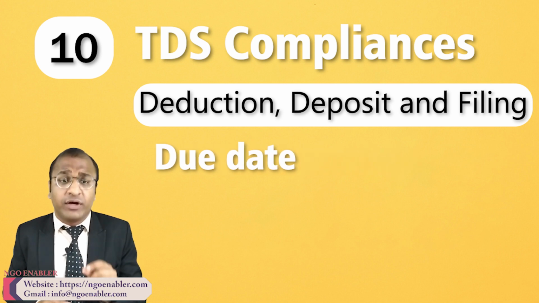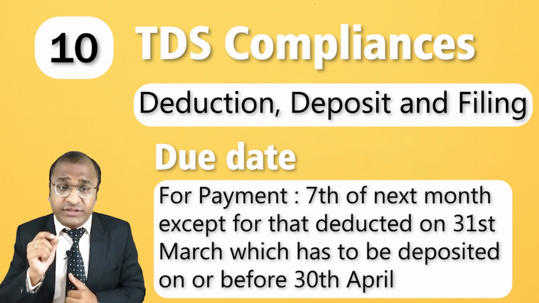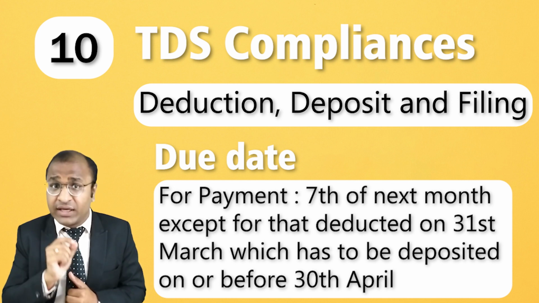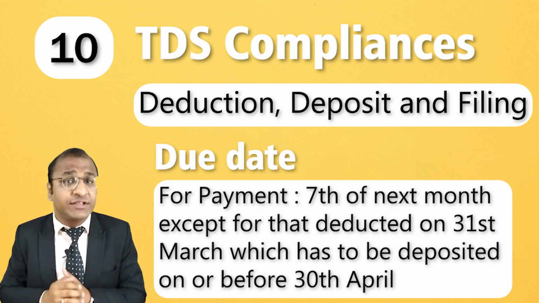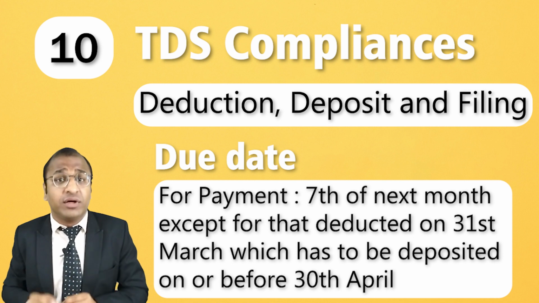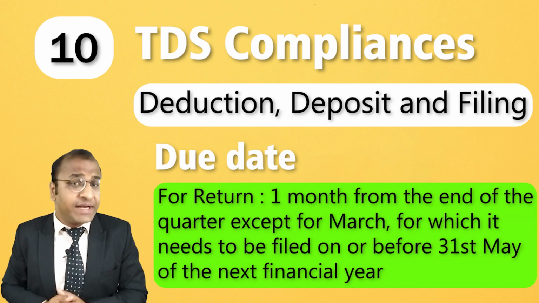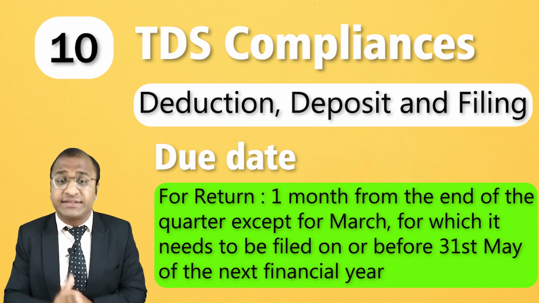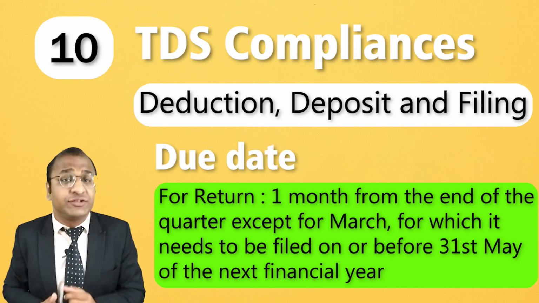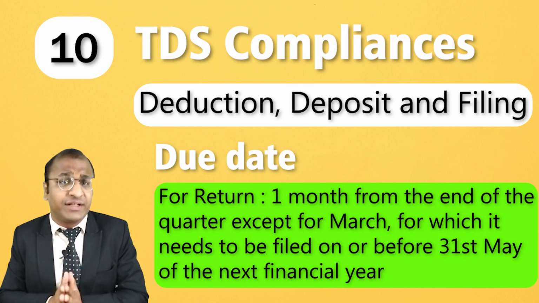The due date for depositing TDS is 7th of the next month except for that deducted on 31st March, not the complete month but on 31st March, which has to be deposited on or before 30th April. The returns need to be filed within 1 month from the end of the quarter except for March, for which it needs to be filed on or before 31st May of the next financial year.